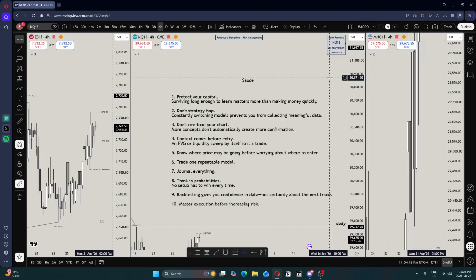Backtesting gives you confidence in data, not certainty about the next trade. Again, ties into the probabilities. Just because you have a proven winning system, that does not mean that your next trade is certainly going to play out in your favor. And that is why risk management is always very important. And this ties into the last point of master execution before increasing risk. Oftentimes, risk management could be the dictating factor between a profitable or unprofitable trader.